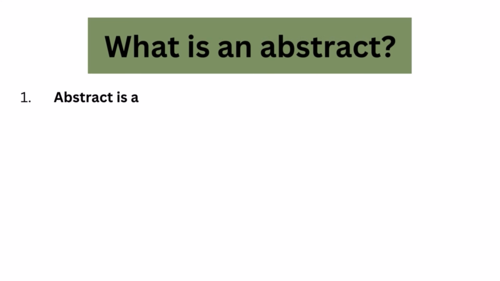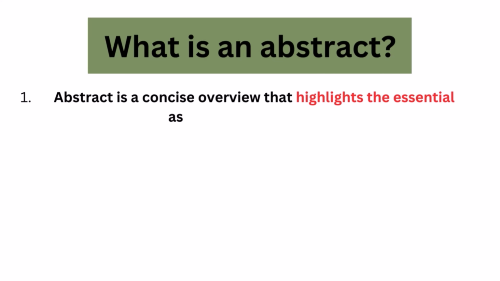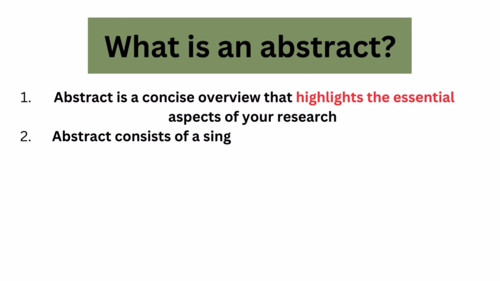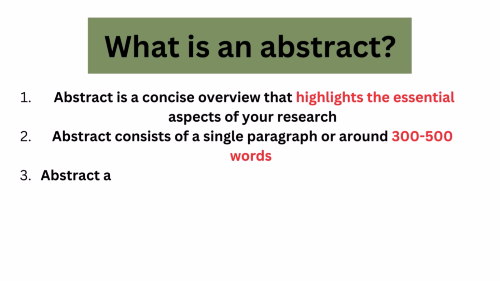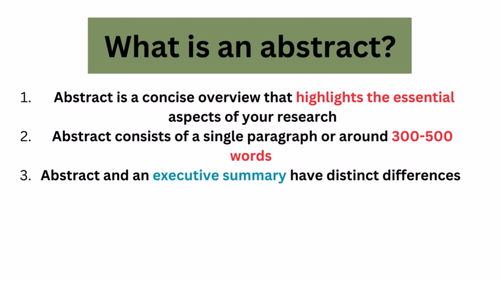First, we need to understand, what is an abstract? In essence, the dissertation or thesis abstract is a concise, yet well-organized, overview that highlights the essential aspects of your research. Typically, the abstract consists of a single paragraph or around 300 to 500 words, approximately 1 page, although this may differ depending on the institution.